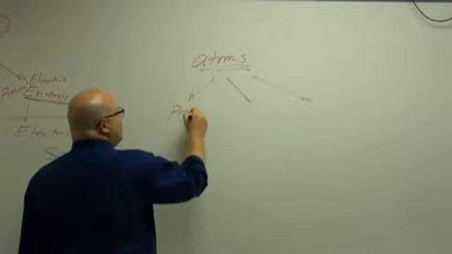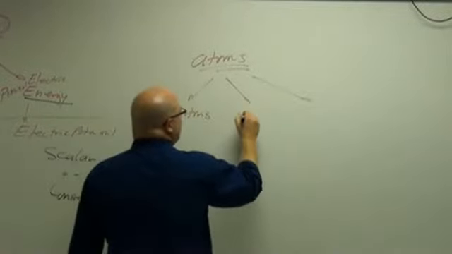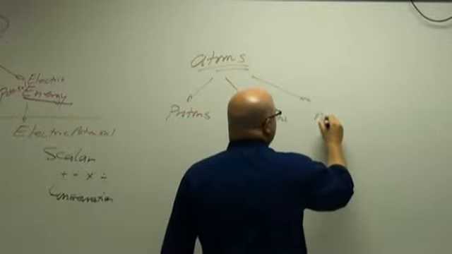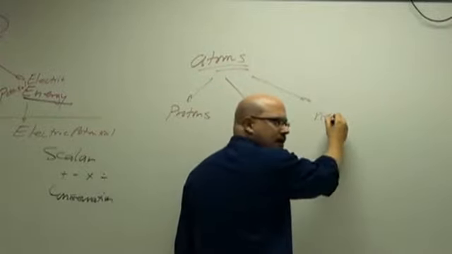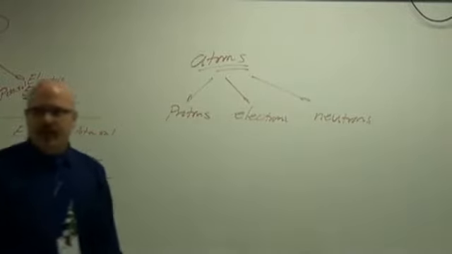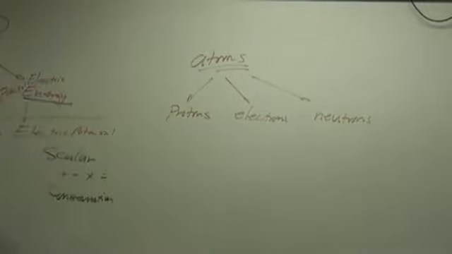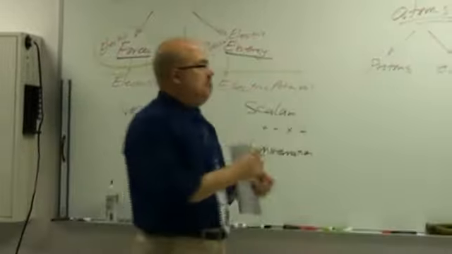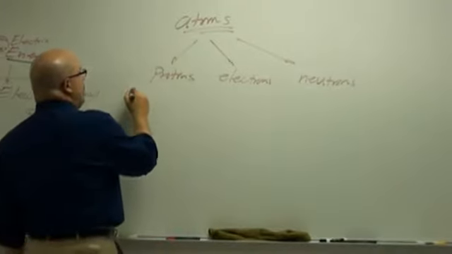We've got protons, electrons, and neutrons. Neutrons, N-E-U-T-R-O-N-S. For some reason I have trouble spelling that. All right, protons, electrons, and neutrons. Okay. Give me more details. What do you know about these? Positive, negative, no charge. Okay, so we've got this thing called charge.